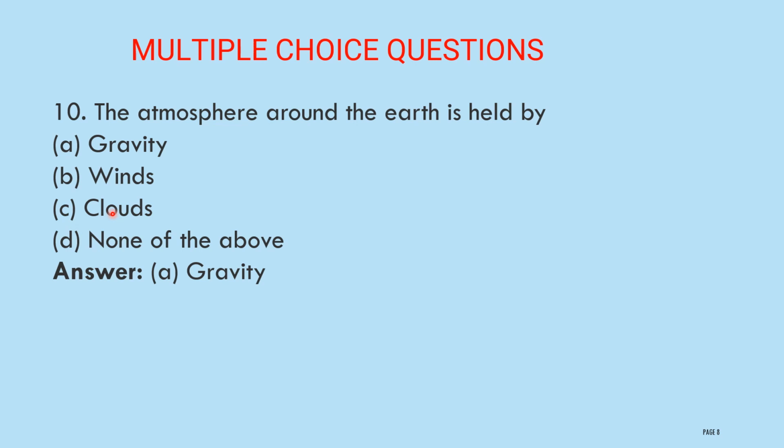Earth is surrounded by an atmosphere up to a certain height. The atmosphere is nothing but a mixture of different types of gases. What holds the atmosphere towards the Earth is gravity. Gravity pulls the atmosphere towards the Earth. Therefore, the atmosphere is around the Earth.